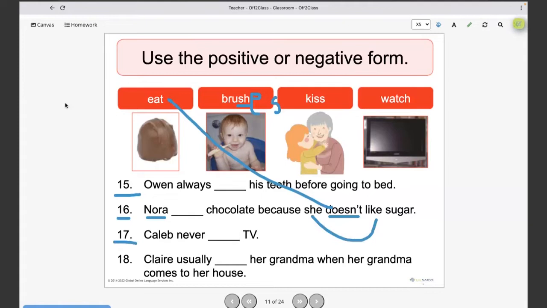17, Nora. Clipper never watches TV. Bravo. What do I add to the verb? ES. Bravo. ES. The last one, Claire, Nora. Claire usually kisses her grandma when her grandma comes to her house.